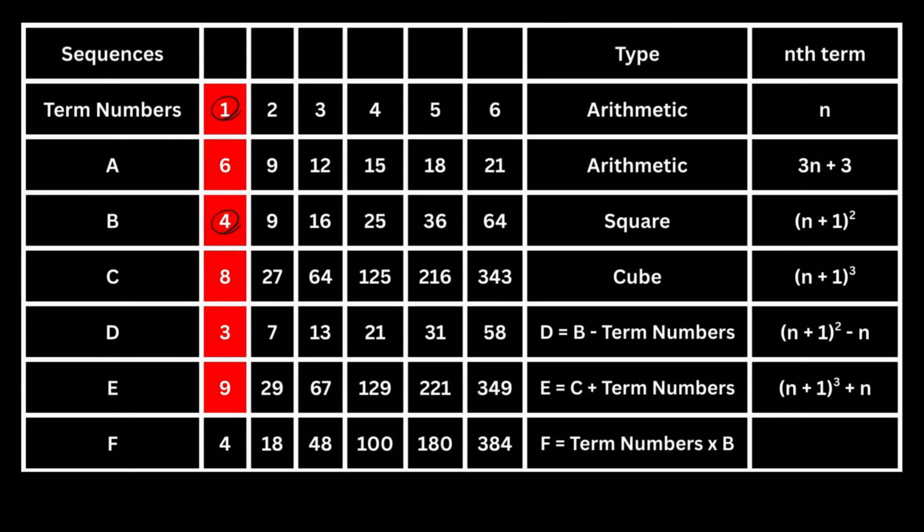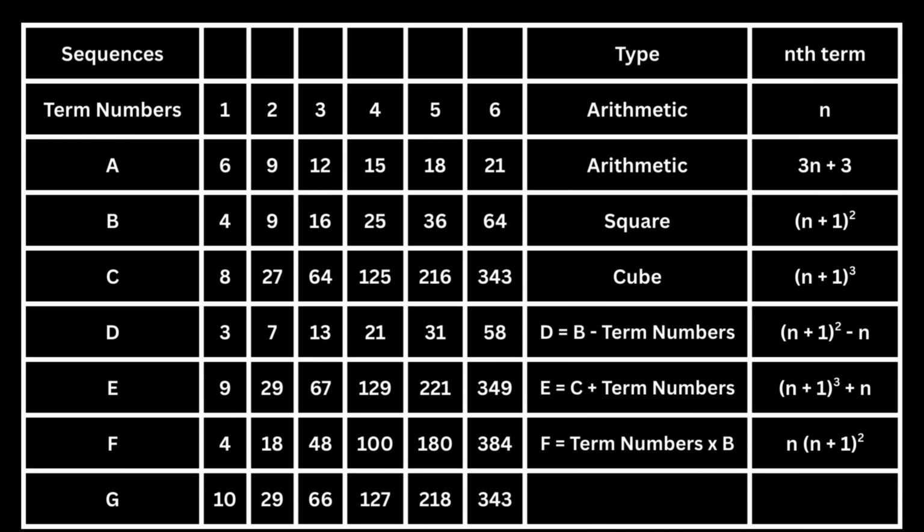1 times 4 equals 4. 2 times 9 equals 18. 3 times 16 equals 48. 4 times 25 equals 100. 5 times 36 equals 180. And 6 times 64 equals 384. For the nth term, we multiply n with (n plus 1) whole squared, and we get (n plus 1) whole squared multiplied by n. Okay, last sequence: 10, 29, 66, 127, 218, 343.